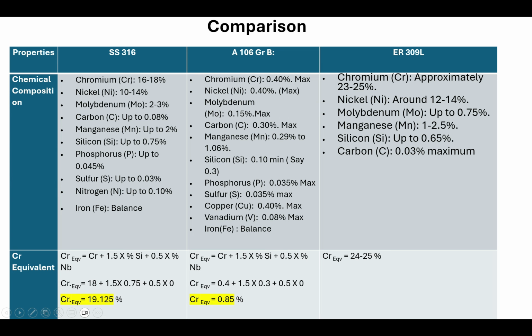Now 316 has got 16 to 18% chromium. Here the chromium percentage is 23 to 25%. Nickel is 10 to 14%. Here nickel is 12 to 14%. Molybdenum is 2 to 3%. Here molybdenum is 0.75% to 2%. Here manganese is 0.9 to 1.06. So here the manganese percentage is 1.25.